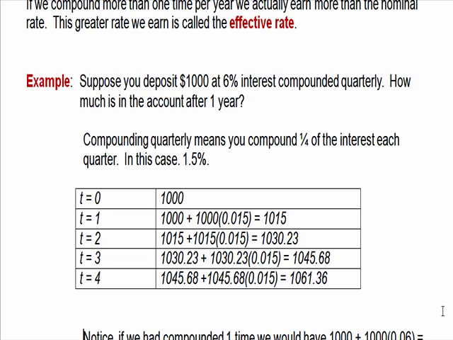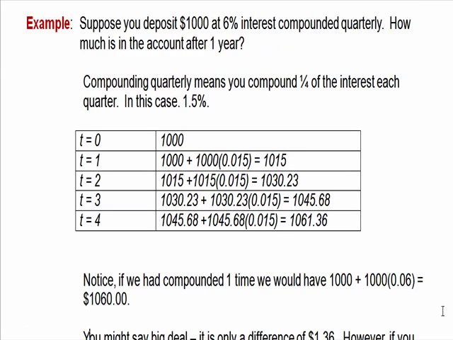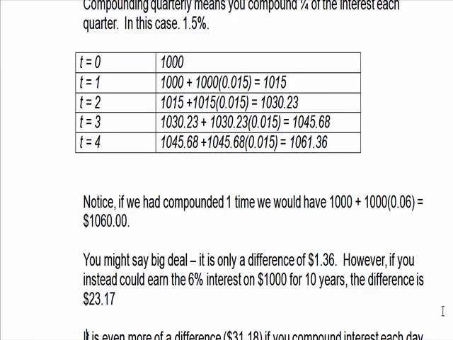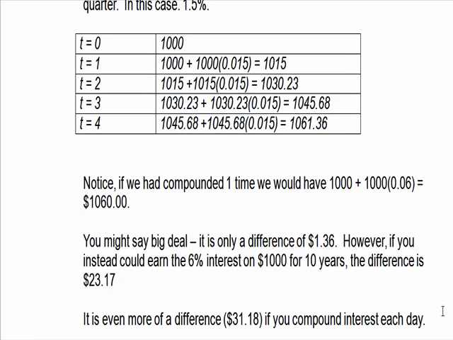When I go to compound quarterly, what that means is I'm going to compound 1/4 of the interest each quarter. So in other words, instead of 6% 4 times a year, I'm going to be doing 1.5% 4 times per year. So as I start the year off at time 0, we have $1,000. That's what they told us. After 1 quarter, we would have that $1,000 plus its interest, 1,000 multiplied by 0.015, and when I do the math out, I'd have $1,015.